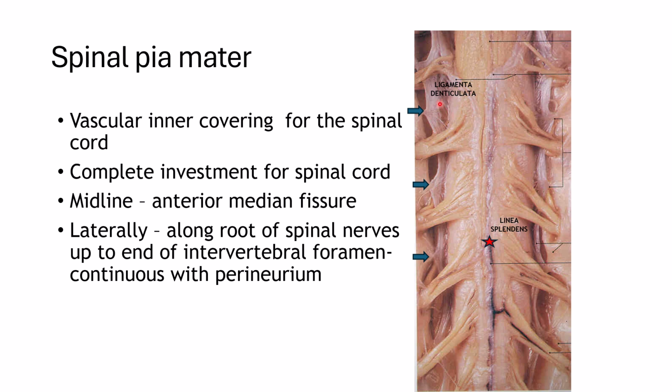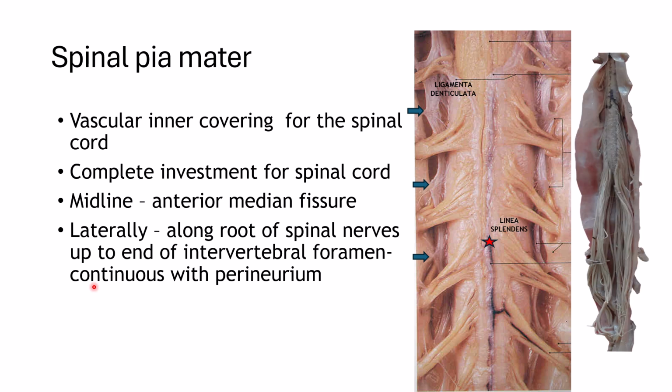The ligamenta denticulata are modifications of pia mater, and about 21 pairs are seen. In this specimen you can see the termination of the spinal cord, called the conus medullaris, and from the conus medullaris a white glistening extension is seen, known as the filum terminale. So in this slide you are seeing the linea splendens, ligamenta denticulata, and filum terminale, three of the modifications of the pia mater.